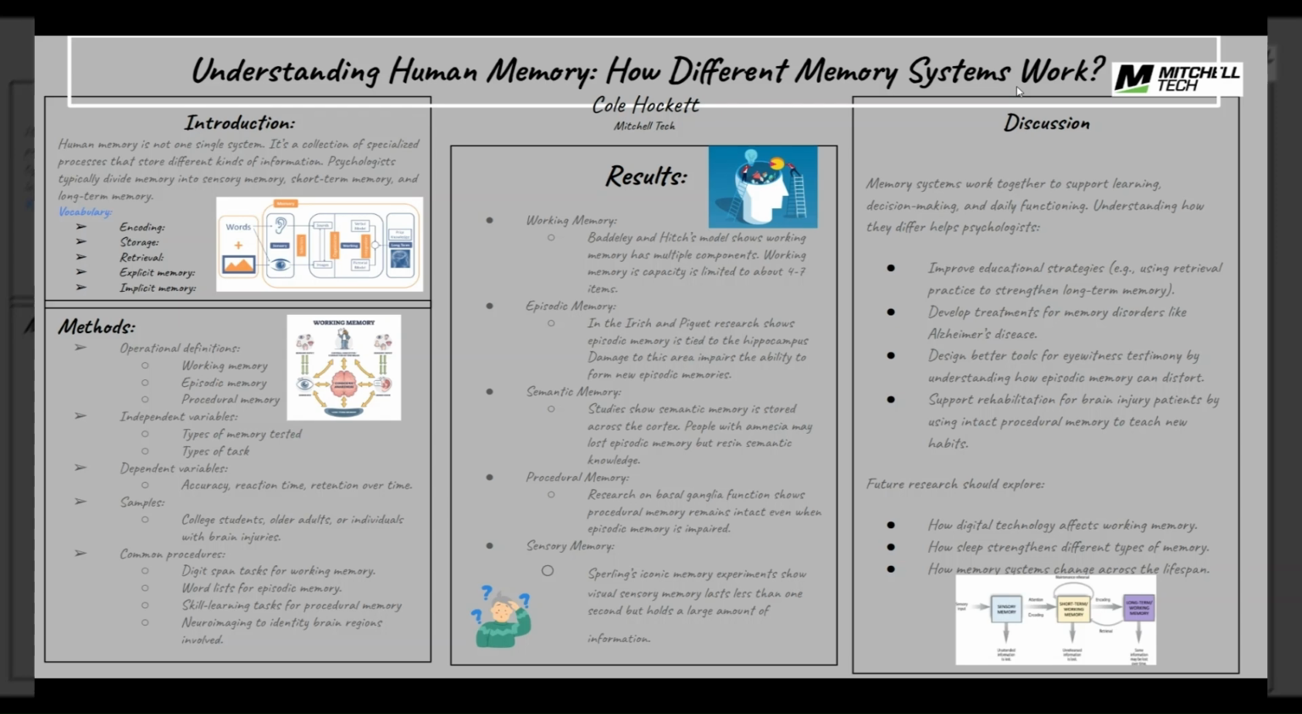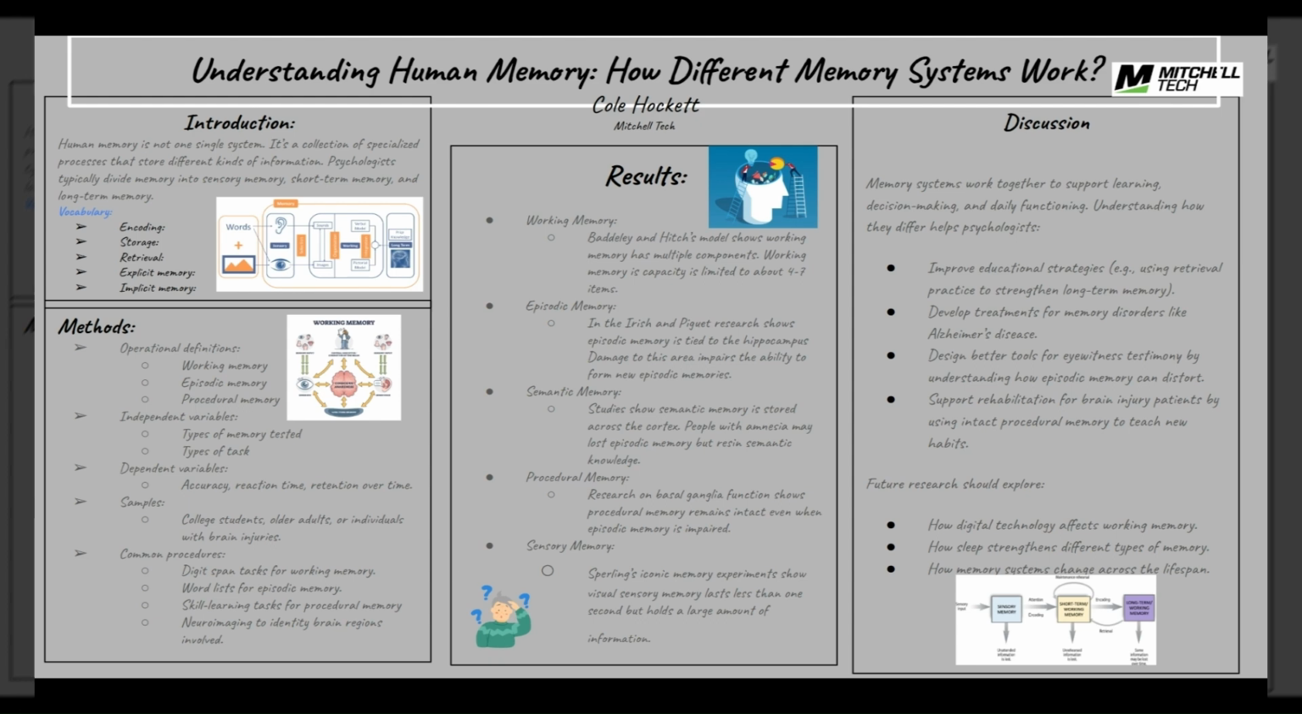All right, so that leads me to my next point, which is the methods, and we're just going to talk about some definitions. We have working memory right here, and that is the ability to hold and manipulate information for a short period of time. We have episodic memory right here, which is recall of personal experiences. And then we have procedural memory, which is learning motor skills like riding a bicycle.